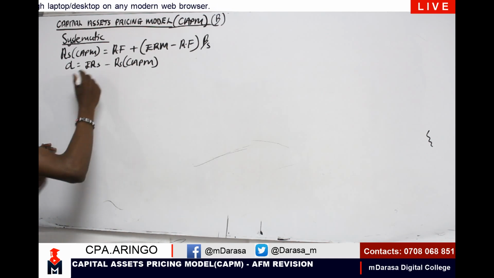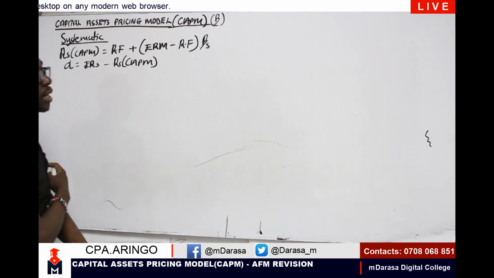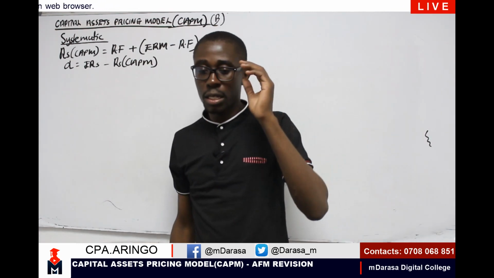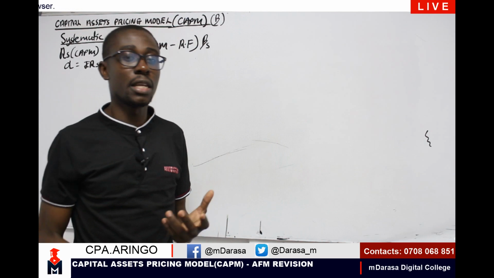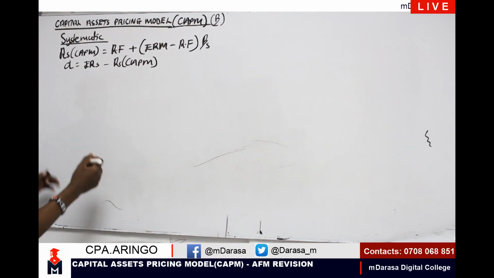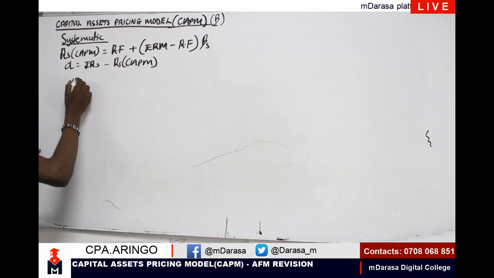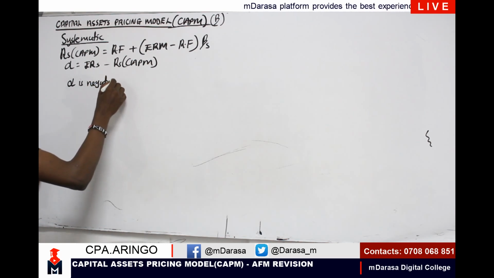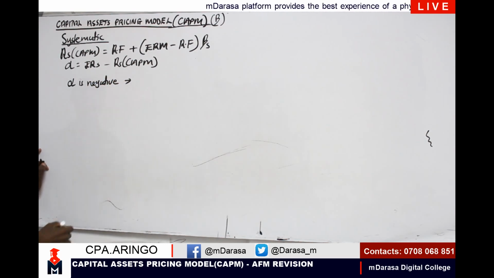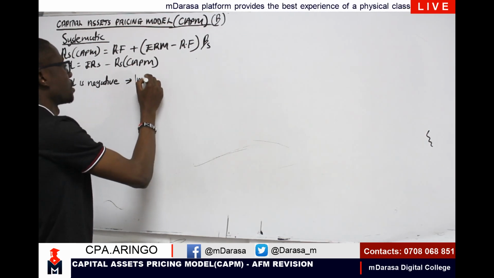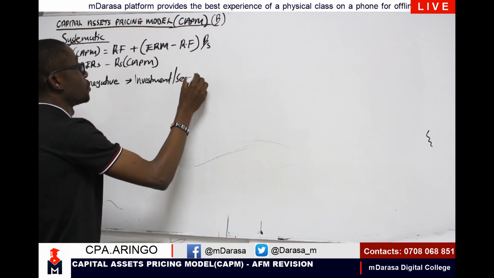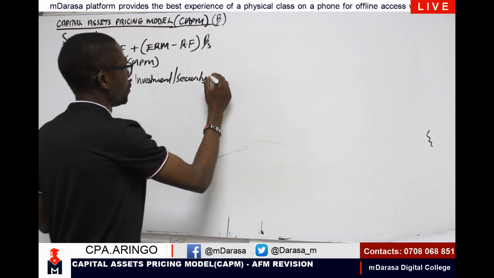So this should give us what you are referring to as the alpha value. And the alpha value, remember, in this case, will give us the worth. That is, anytime you are asked of the worth. And at any given point, whenever you are having your alpha, if your alpha is a negative value, that is to say that that investment or security is inefficient.